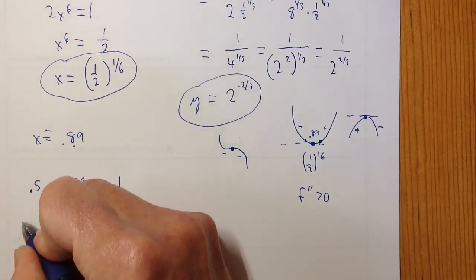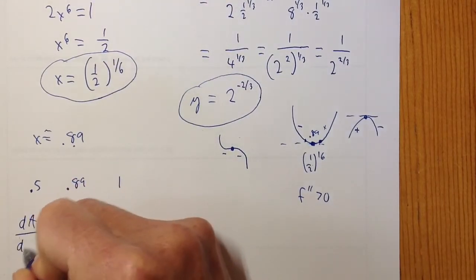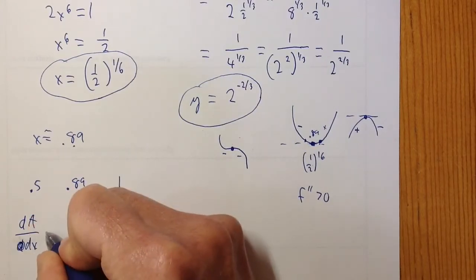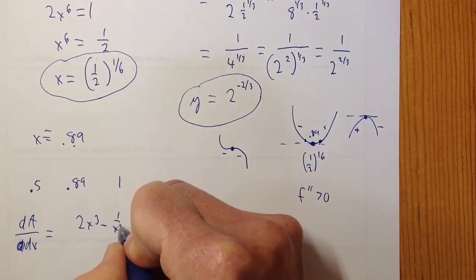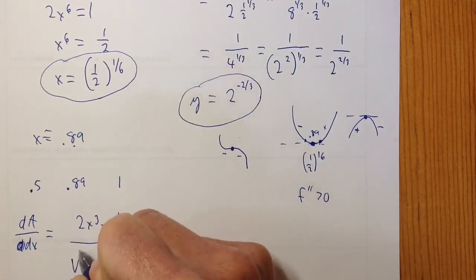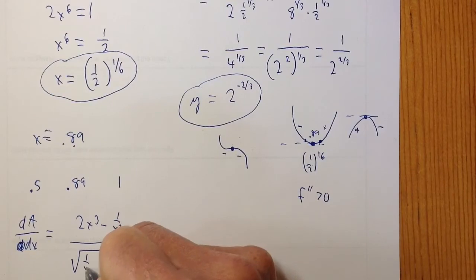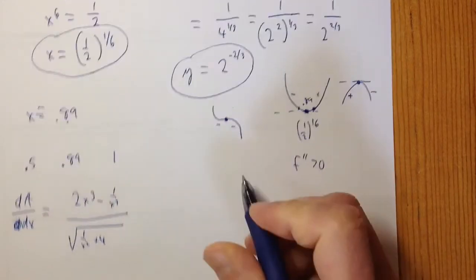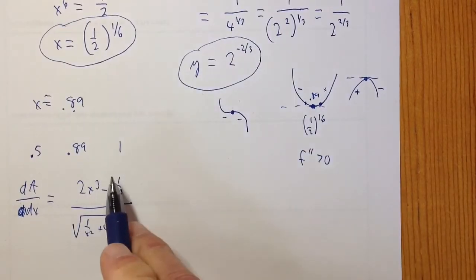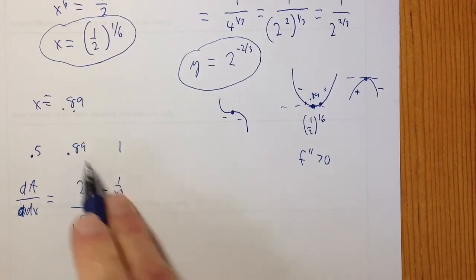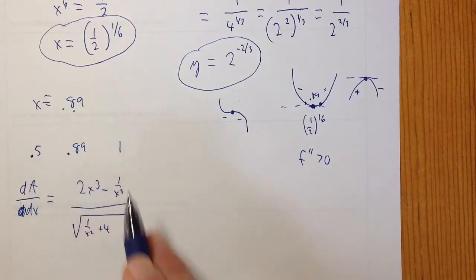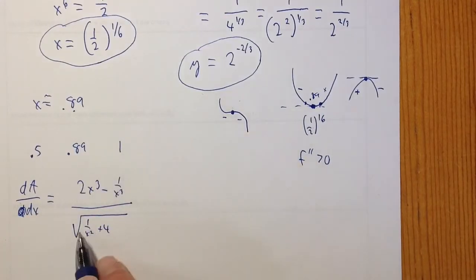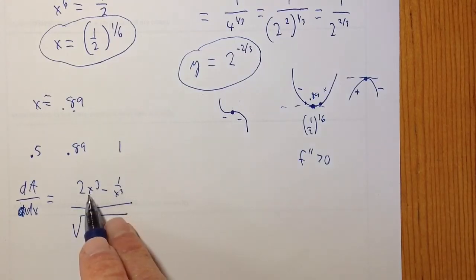Okay, so again, our derivative, let me rewrite this, dA/dx is 2x cubed minus 1 over x cubed, divided by the square root of 1 over x squared plus 4. And that's our derivative. We know it's 0 at 0.89. If we plug in 0.89 here, we should get 0. But is it positive or negative at 0.5? Now, the good thing is we can ignore the bottom. The bottom is always positive. Square roots are always positive. All we've got to do is the top. So it's really not so bad.